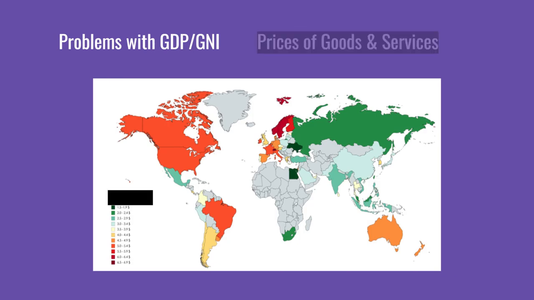This map shows the price of goods and services. So, this shows how things aren't necessarily so affordable in some countries, for example, the Nordics, and more affordable in other countries, like, for example, Russia.